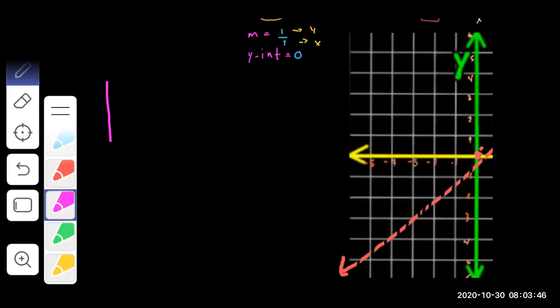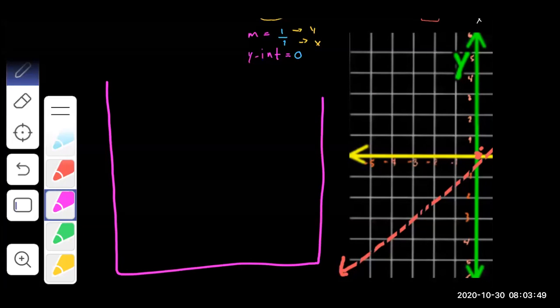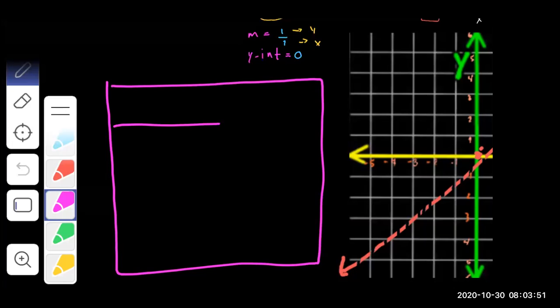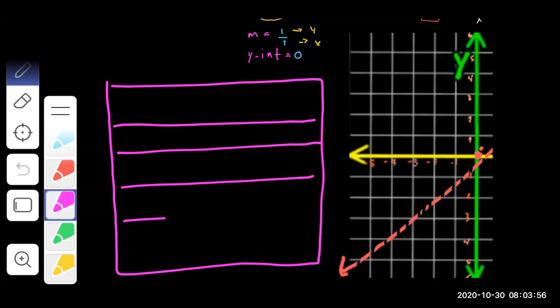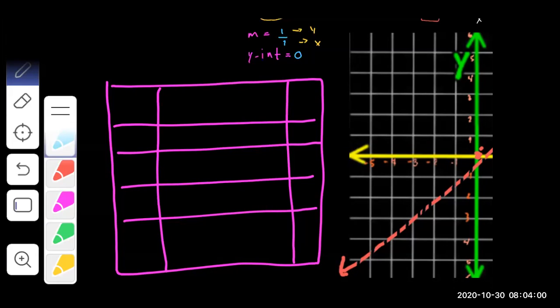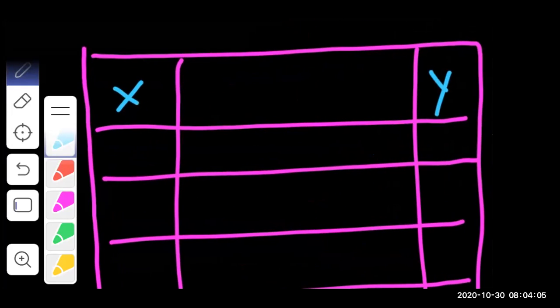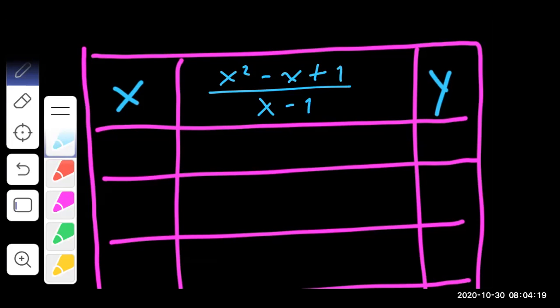I'm going to try to make a decent table, guys, because I'm really bad at doing this. Okay, we have x and we have y. What is my function? Can someone remind me what my function is? x squared minus x plus 1, all over x minus 1. Okay, that reminds me.